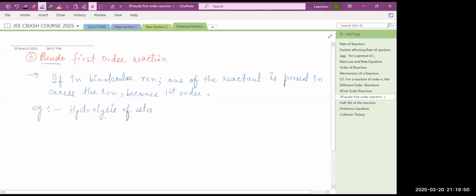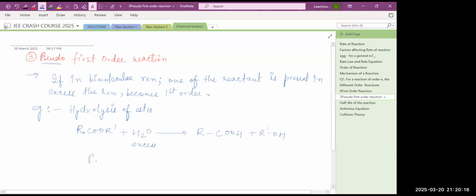So when an ester undergoes hydrolysis, for example, let's take an ester, right? The hydrolysis is done with water in excess amount. And what will you get? When the hydrolysis of an ester occurs, you will get carboxylic acid and alcohol. So this is carboxylic acid and alcohol you will get.